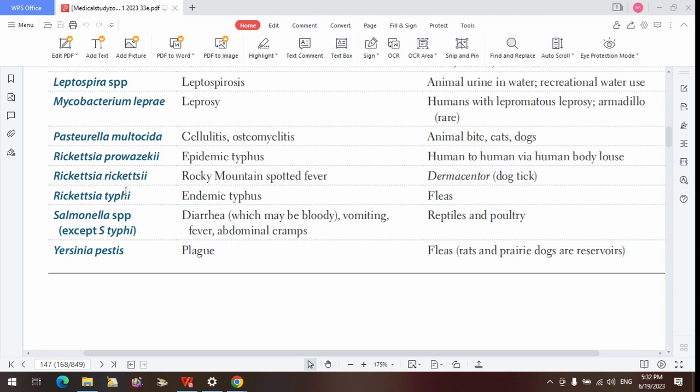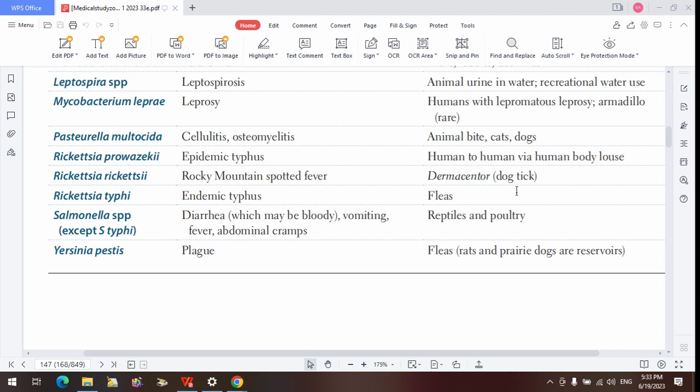The way I remember it is Rickettsia rickettsii causes Rocky Mountain spotted fever, R for Rickettsia, R for Rocky. It's transmitted by the Dermacentor dog tick. So this one is tick. How will it present? They have a fever, headache, and a rash. How will the rash present?